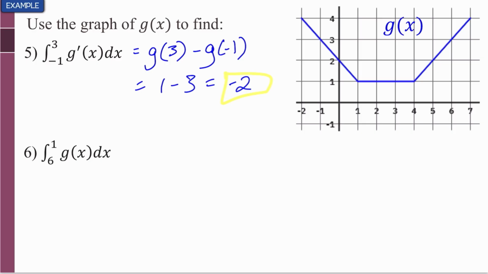Now, for the next one, you might be thinking, well, if we use the fundamental theorem of calculus, then we have to find some antiderivative of lowercase g, which you could call capital G, and compute capital G of 1 minus capital G of 6, but we don't have any way of finding those things.